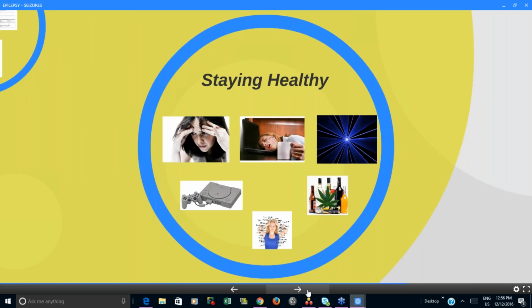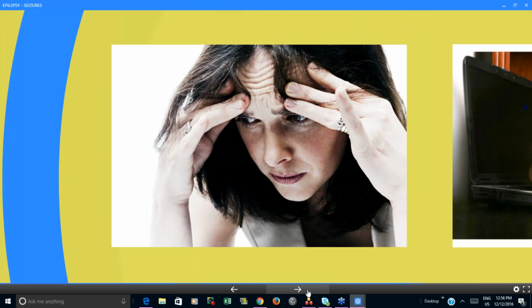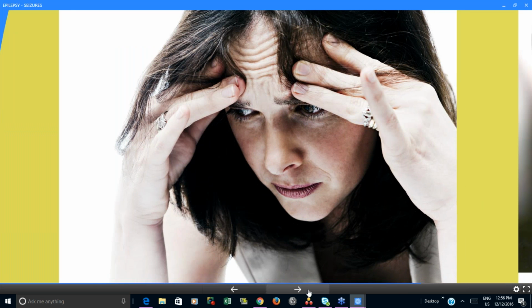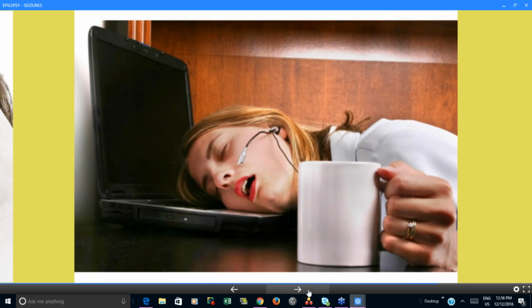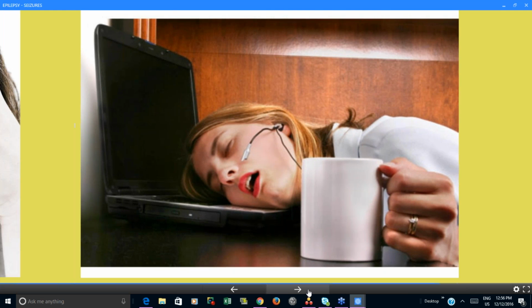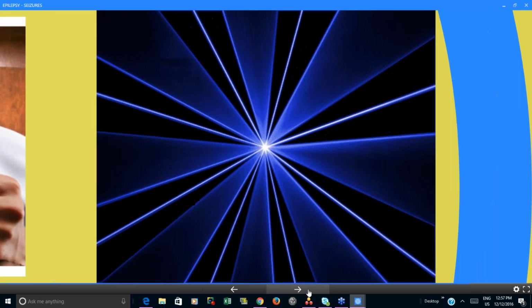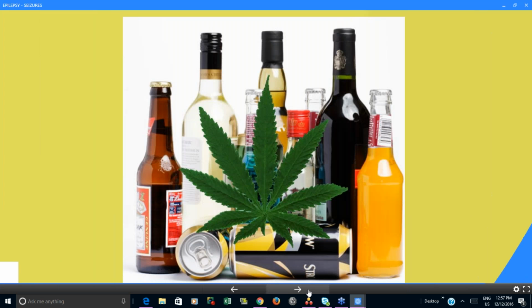So let's talk about then some of the triggers, or how do you support somebody to stay healthy? There's a number of things that we do know through research that can cause increases in seizures. If a person becomes very anxious, that can trigger an epileptic fit or a seizure. Being tired, staying up too late, doing too much work can also be a triggering factor. Playing too much PlayStation or computer games with flashing lights and things like that can also, for some people, be a trigger. Strobe lighting, flashing lighting, those kind of things sometimes can also be triggers for people with epilepsy.